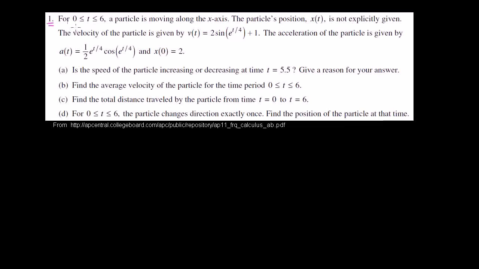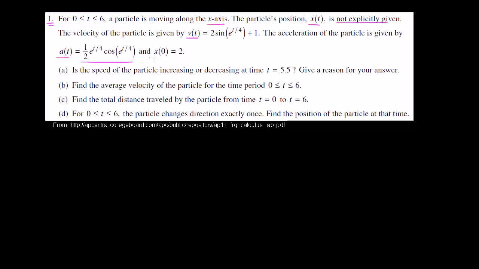Problem 1. For 0 is less than or equal to t is less than or equal to 6, a particle is moving along the x-axis. The particle's position x of t is not explicitly given. The velocity of the particle is given by v of t is equal to all of this business right over here. The acceleration of the particle is given by a of t is equal to all of this business over here. And they actually didn't have to give us that because the acceleration is just the derivative of the velocity.